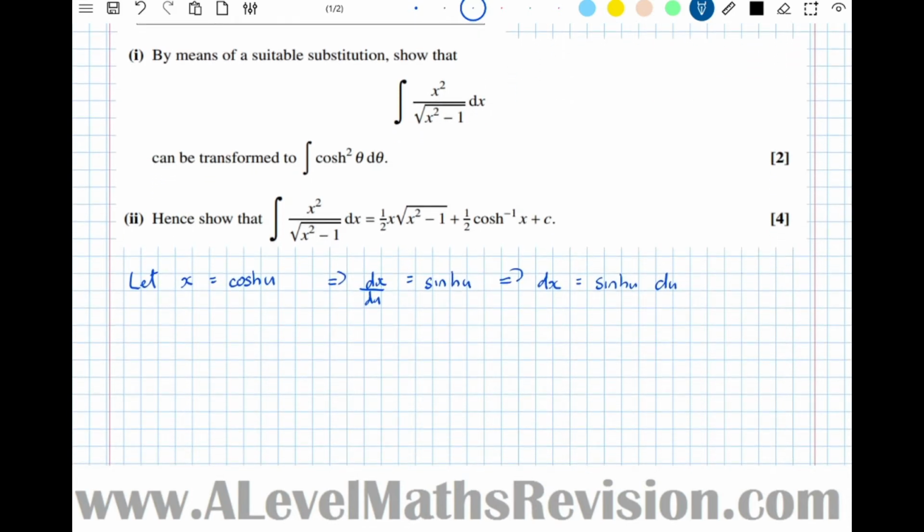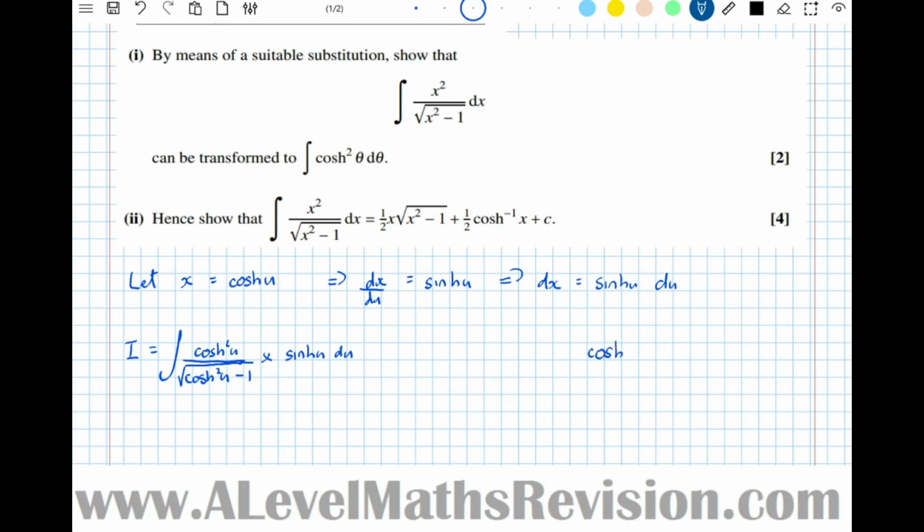Okay, so now let's rewrite the integral out. I get I equals the integral of cosh squared u over the square root of cosh squared u minus 1 times sinh u du.